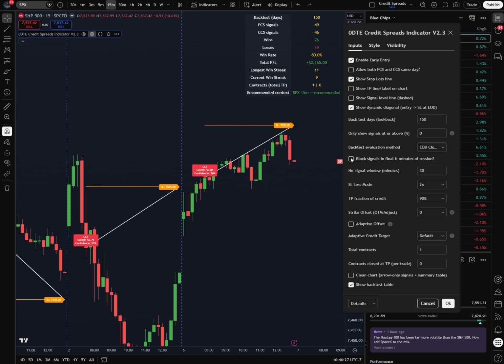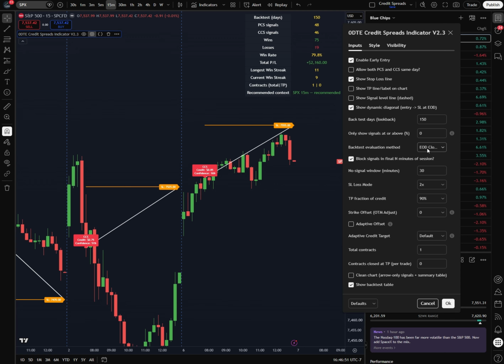Block signals in the last final end minutes of the session. This, again, is up to you. I typically don't like trading in the last 30 minutes, so I have it set so the last 30 minutes do not show me any signals. But if you want, you can just put it at 0, or you can uncheck this and it will update however. Or if you don't want to trade in the last power hour, you can change it to 60. So again, I usually do it for 30.